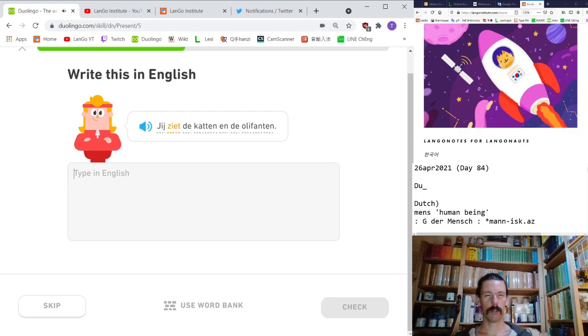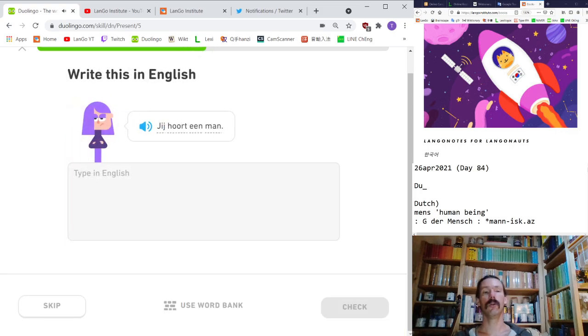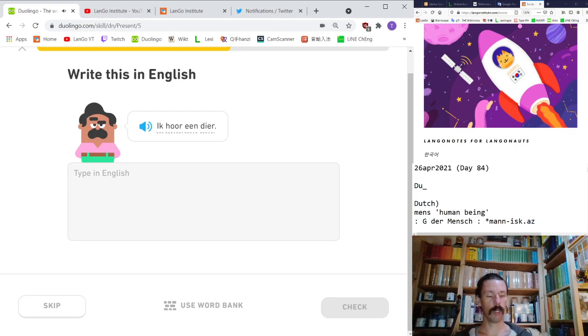Jij ziet de katten en de olifanten. Ziet. So this is the second plural. Not all of the plural ones have an N in the present. This one has a T, just like German seht. Ihr seht. Jij ziet, you all see. De katten en de olifanten. Cats and elephants. Jij hoort een man. You, plural, hoort een man, hear a man. Ik hoor een dier. Hear a deer.